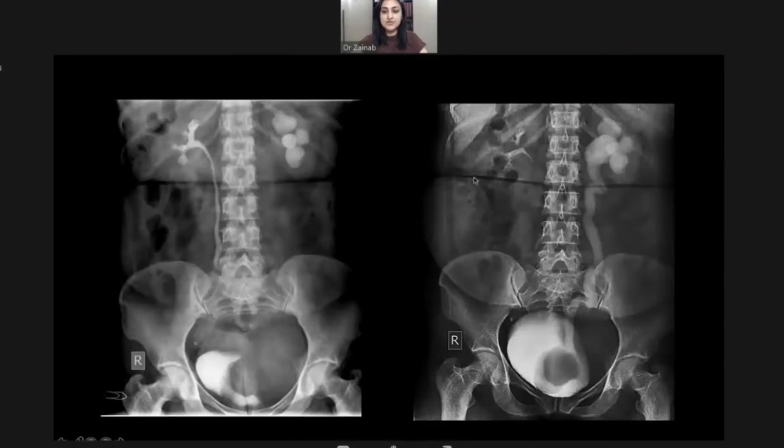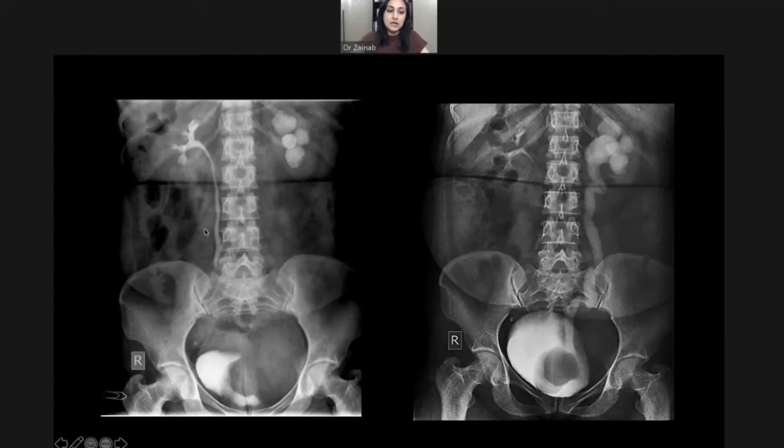The first images that I've been given are the selected spots of IVP of this female. On the IVP images, the delayed images where we are seeing the ureter has already opacified, I am seeing that on the right side, the pelvic calyceal system and the visualized part of the proximal and mid ureter appears normal in course and caliber.